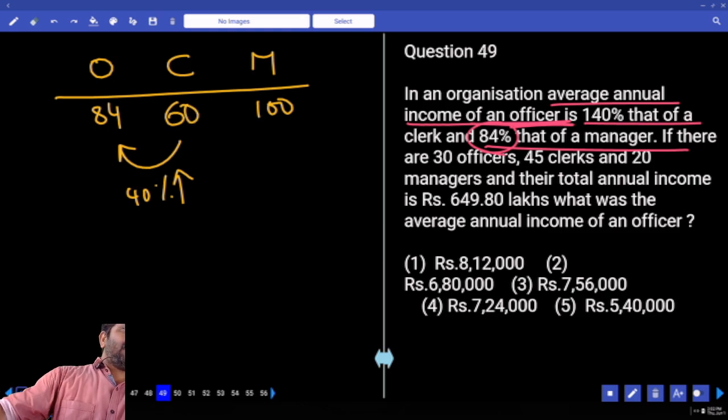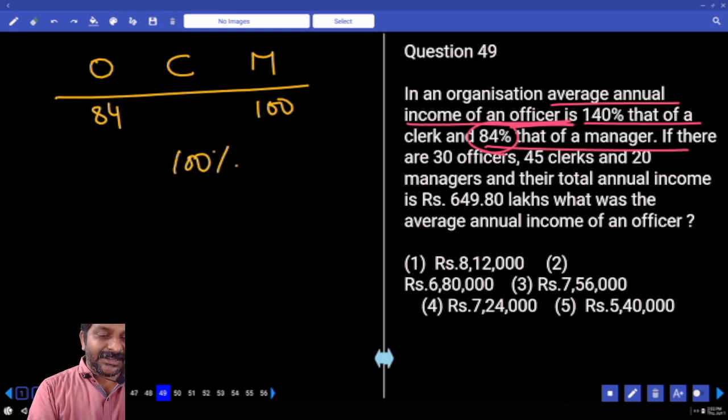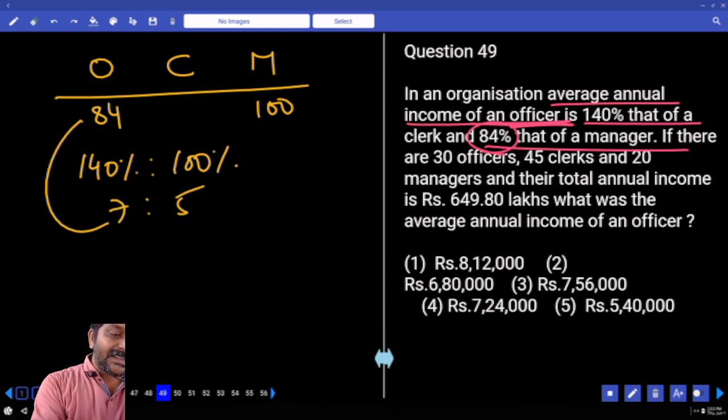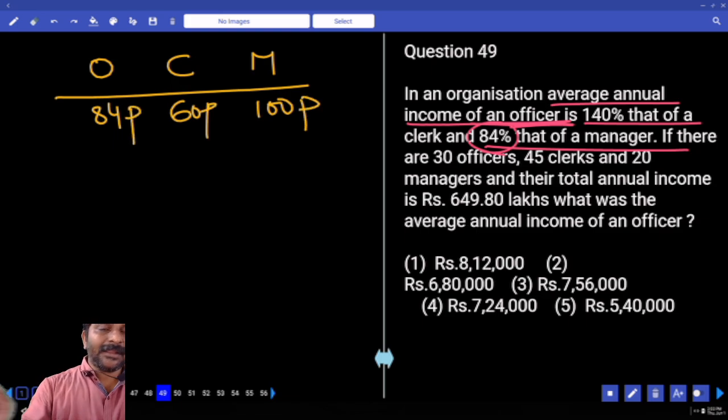If you treat it as 60, what is 10%? 6. 40%, 24 more than 60, is that 84? Satisfied? If you don't know how to take that value, then if it is 100%, then it becomes 140%. That means both are in the ratio 7 to 5. 7, how many times is 84? 12 times. That way also you can write. So 60 parts. Correct? So what are these values representing?